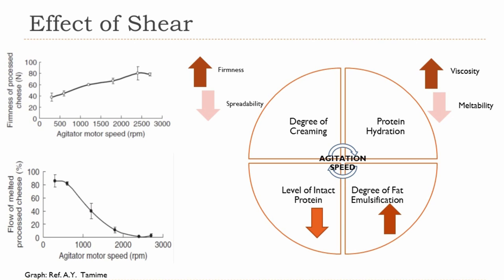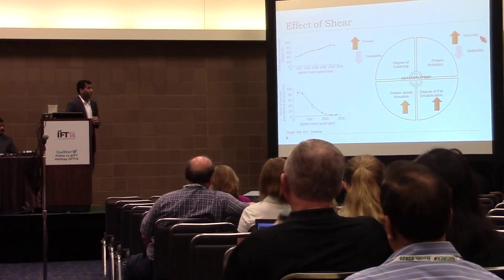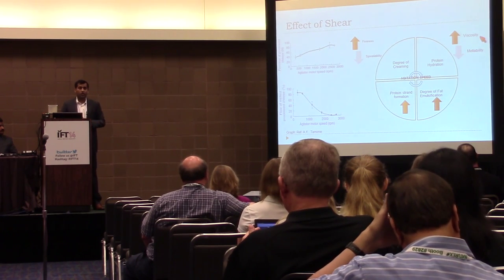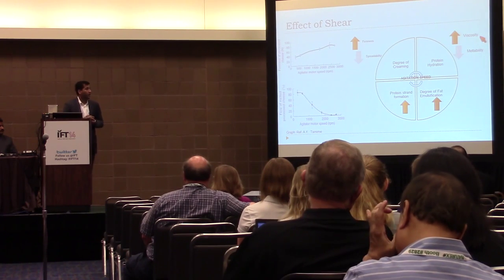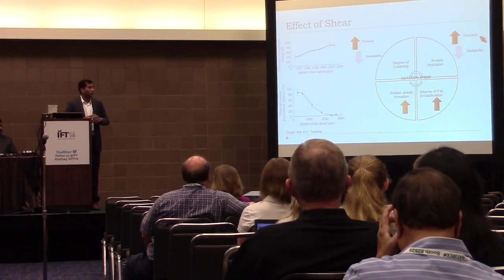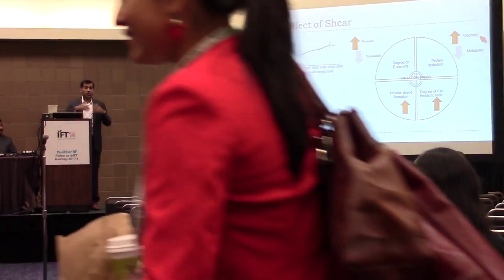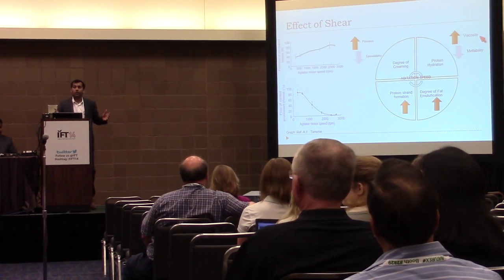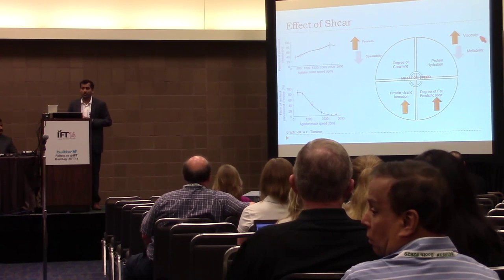Homogenizing is a typical operation which is used for making cheese spreads or very fine emulsions. As shear goes up, the particle size goes down. Effect of shear: as you increase RPM, there are a few things which change. Degree of creaming, which affects the firmness of the cheese, goes up, and the spreadability or flowability goes down. Similarly, protein hydration, which is going to affect the viscosity or meltability, goes down. Similarly, the protein strand formation goes up, the protein starch matrix forms, and the degree of fat emulsification goes up. So these are some basic functions of how shear affects. This is taken from a research work. This is a very typical scenario, and it may change based on your formulation.